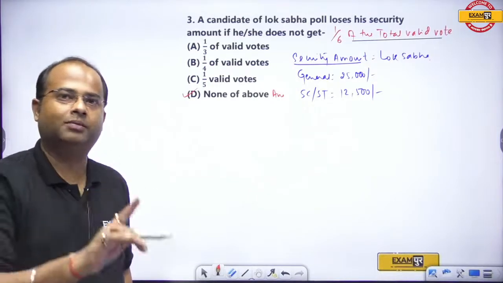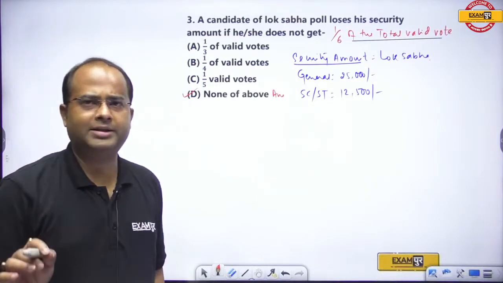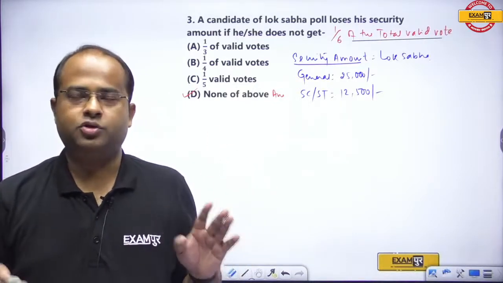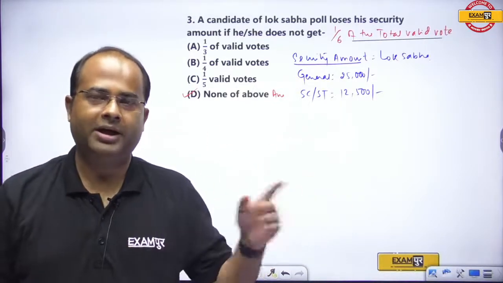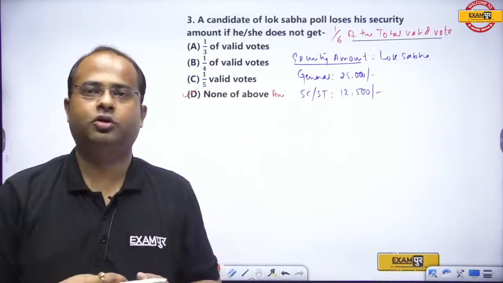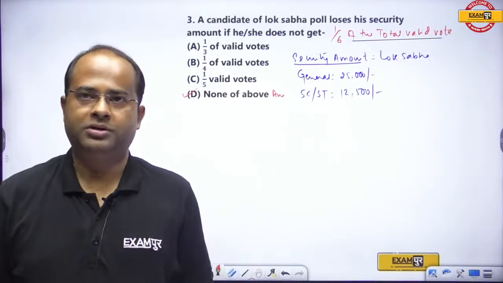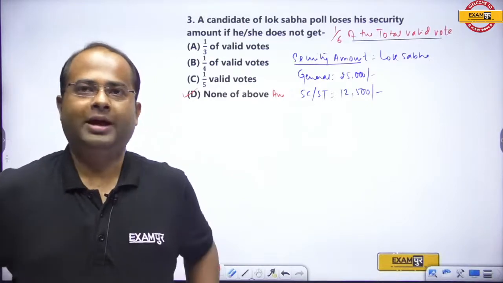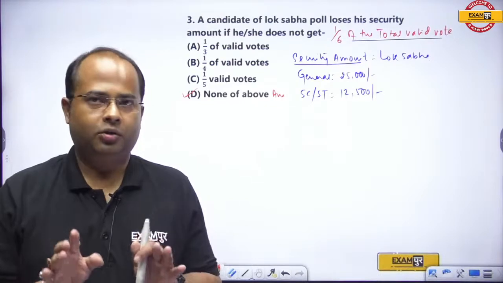It is 1/6 of the valid vote. For example, if 600 votes are polled, then you must get 100 votes. So if the number of valid votes is 600, just to retain your security you should get 100 votes. Only then will you get your security back if you lose your election. Is that clear to all of you?